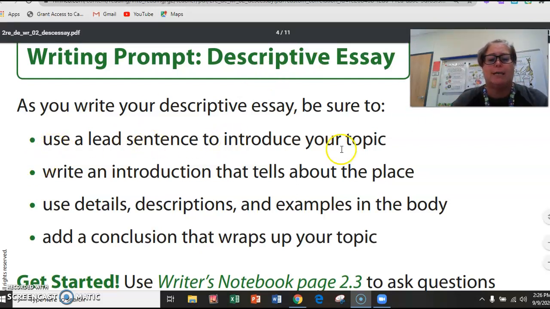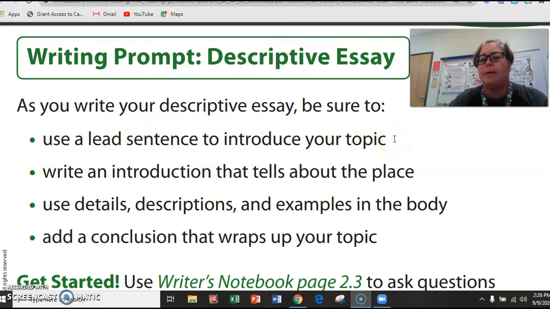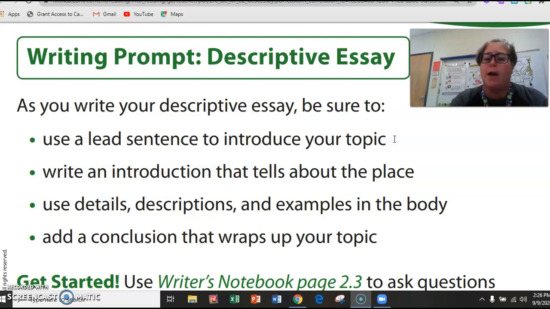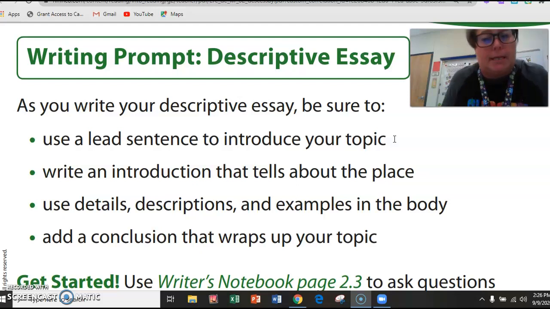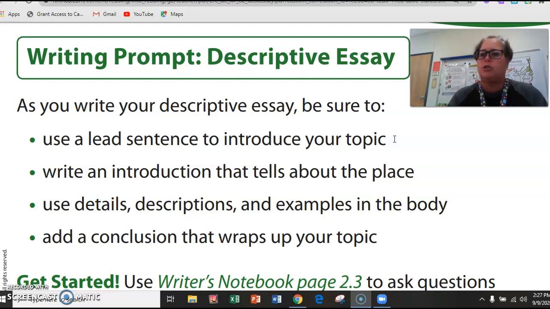So right here it says use a lead sentence to introduce your topic. That means I want the first sentence to really tell me what this whole story is going to be about. So if I was writing an essay about my grandparents, I would write about my Mimi. She was my grandma and I loved her so much and I called her Mimi. And maybe my lead sentence would say, I love to go visit my Mimi because she always makes me homemade chocolate chip cookies. That's a great lead sentence because that tells me I'm about to hear a whole descriptive essay about Mimi and her delicious homemade chocolate chip cookies. So the lead sentence gives me a couple of little details about what the story is going to be about.